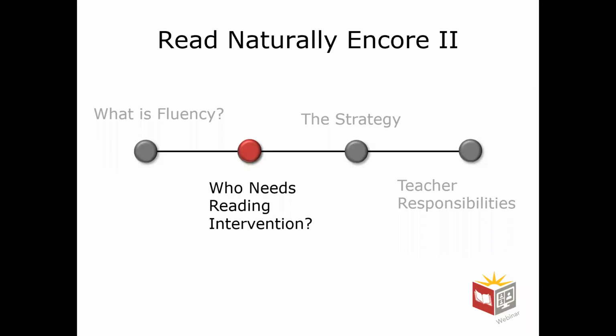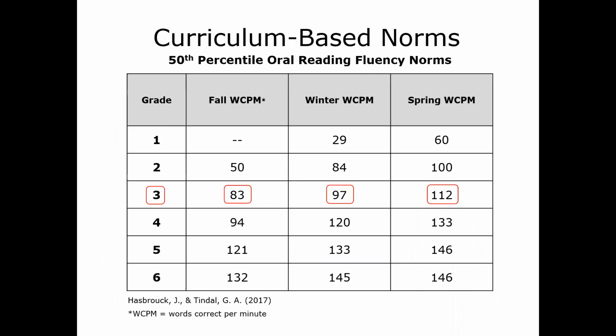So the students who tend to be good candidates for Read Naturally Encore and Read Naturally Live, whether they're on the online program or the paper and pencil version, students who use the reading intervention are students who are below the 50th percentile on oral reading fluency norms, right? Different districts have different ways of identifying these students. And what I'm hearing from people across the country is that they have more students than ever who are struggling, right? So there's a lot of students who are in need of a fluency and comprehension intervention.